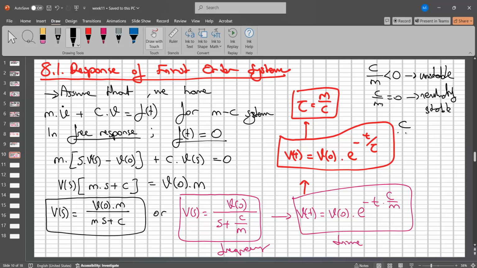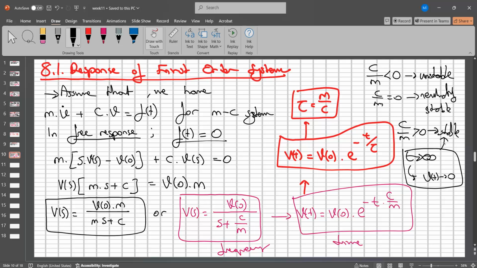But what if c divided by m is greater than 0? It is stable because it goes to 0. As t goes to infinity, v(t) goes to 0. Okay?